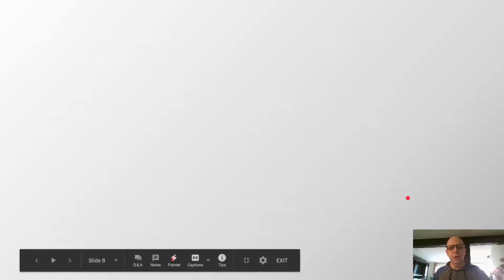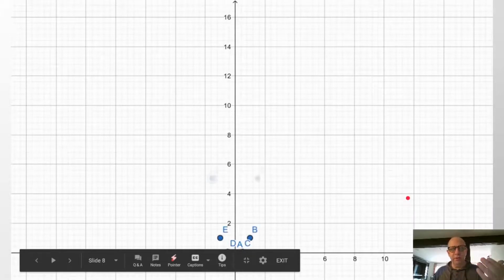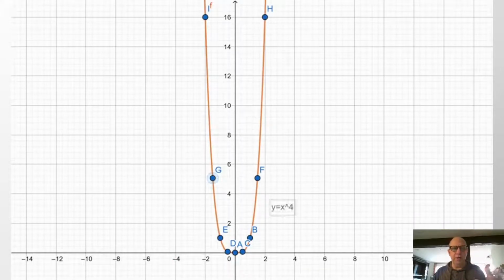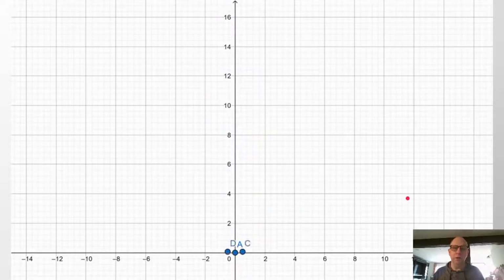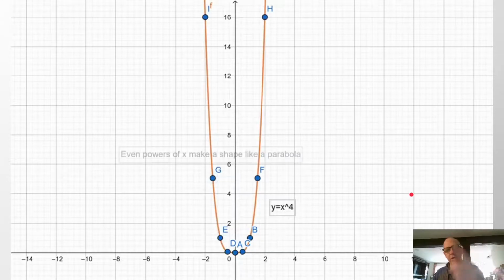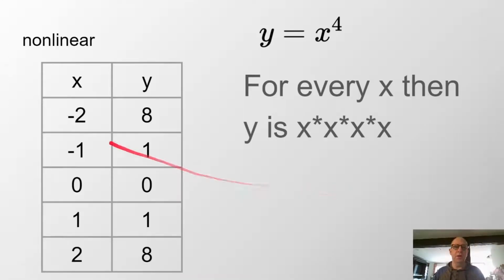All right. This one is, again, very similar to a parabola, except this is y equals x to the power of 4. So when you have even exponents, it'll make a U shape, and the exponent y equals 4 means y is x times x times x times x. And again, you can see how much the y values change.